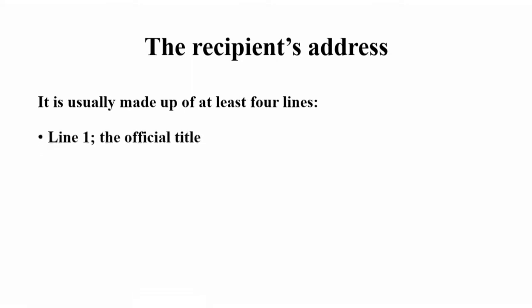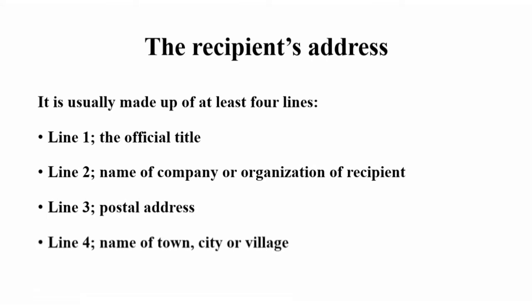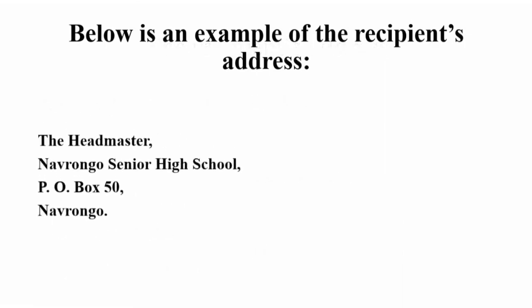The first line contains the official title of the recipient. The second line contains the name of the company or organization of the recipient. Third line contains the postal address. Then the last line, the name of the town, city, or village. Here is an example of the recipient's address. The headmaster, Navrongo Senior High School, P.O. Box 50, Navrongo.